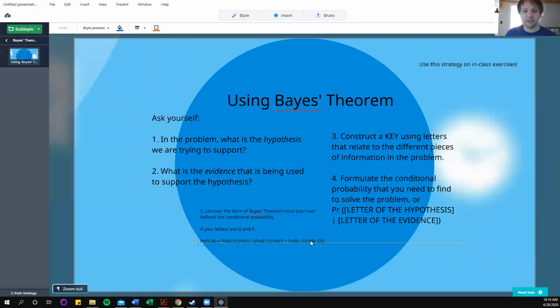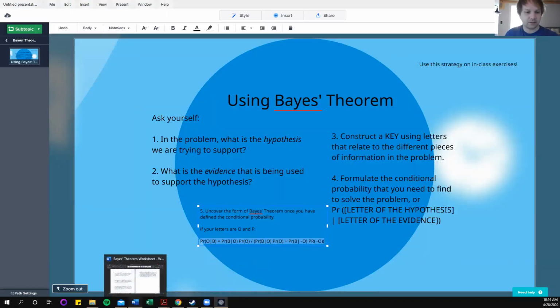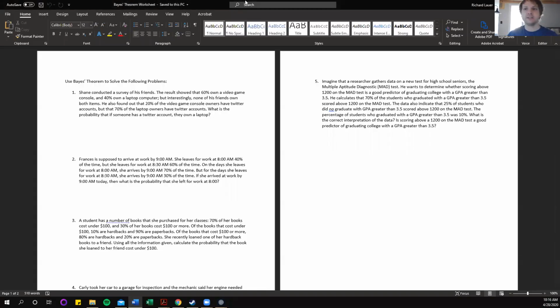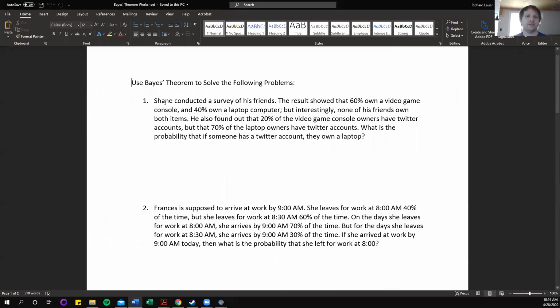I'm going to get out of this, and actually I'm going to copy and paste this so that I can reuse it as we go through some of the exercises. So here are some exercises. So let's look at the first one.